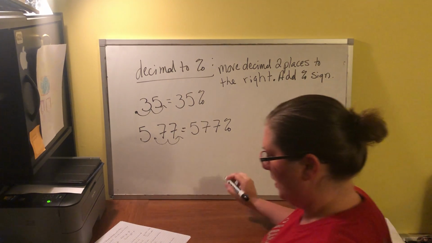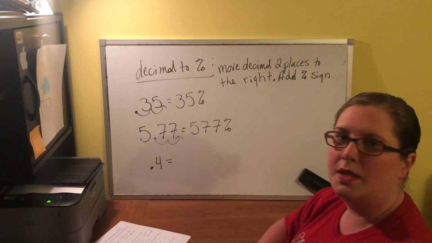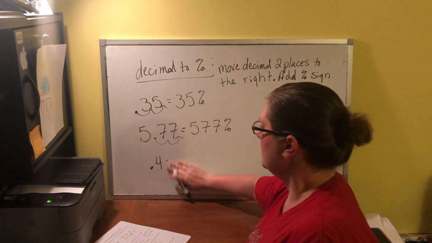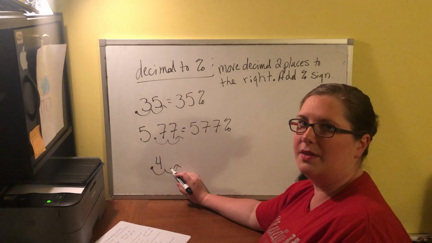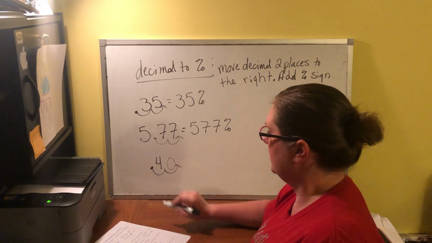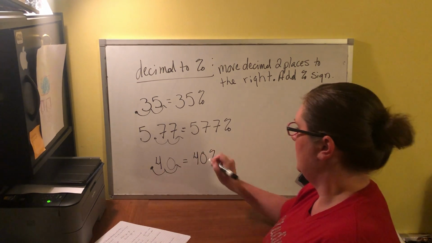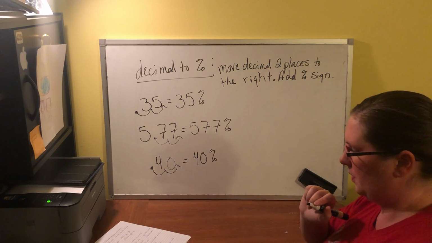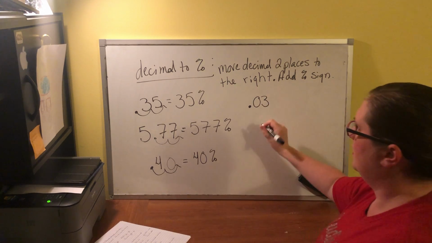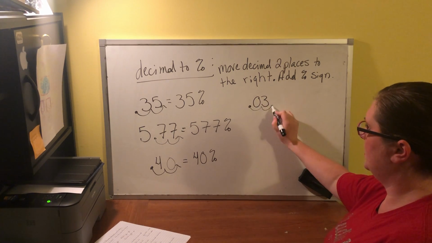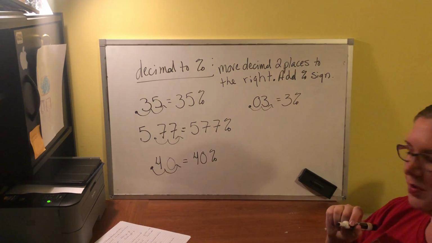That can happen. Let's look at 0.4. So once again, we're going to start with the decimal. We're going to move it 2 places to the right. But if you notice, I don't have a number here. So we're going to add in that 0 as the placeholder. So our answer is 40%. Add that percent sign in. Okay. If we had something like 0.03, same thing. Move the decimal 2 places to the right. This is now a whole number 3, and add the percent sign.